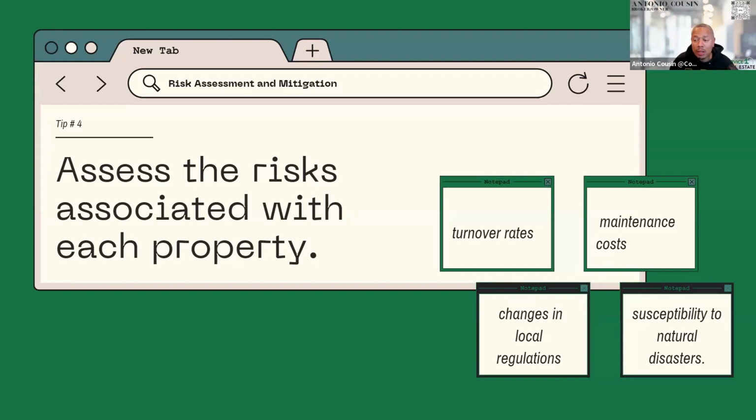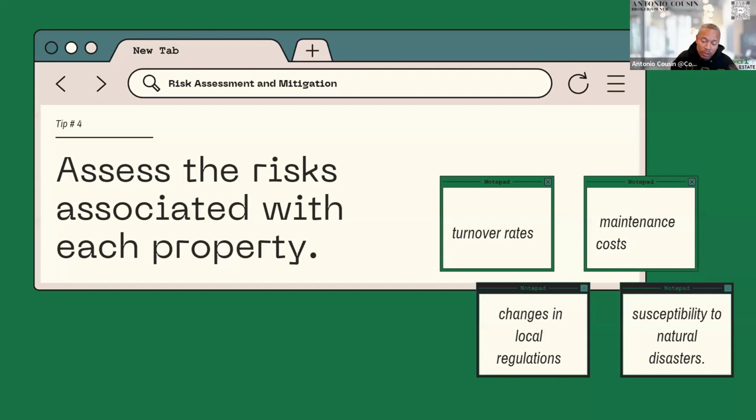Also, you want to evaluate your insurance coverage and just ensure it's up to date and adequate. A lot of times people are undercovered, so you want to make sure you have the right amount of replacement costs or dwelling coverage for these particular properties. A good insurance agent will help you with that.